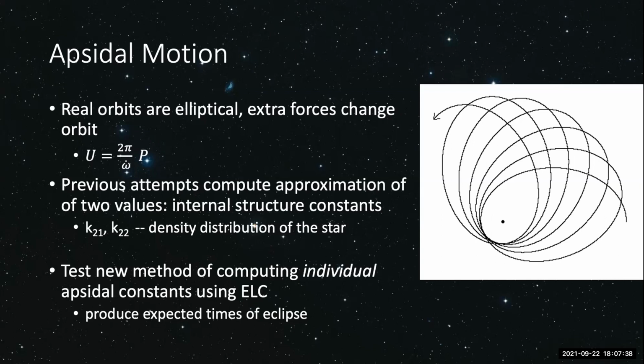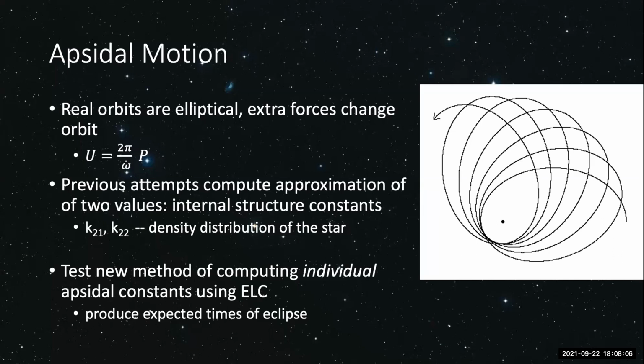So our new method is computing the individual constants. Those are the important ones that we're looking at here, using the eclipsing light curve program, or ELC. And so based on a set of input parameters for these orbits, we can march these things through time, and ELC will produce expected times of eclipse. So we can create a model, and the model says the star will eclipse at this time.